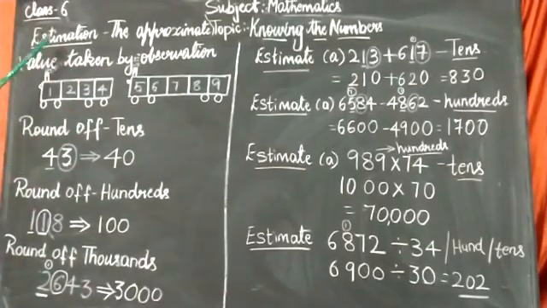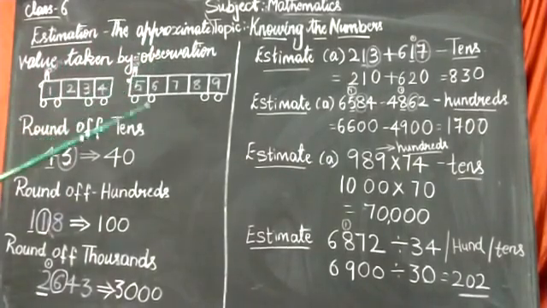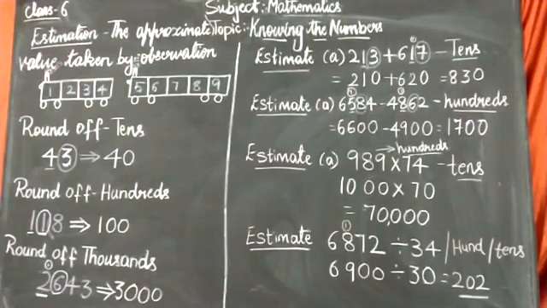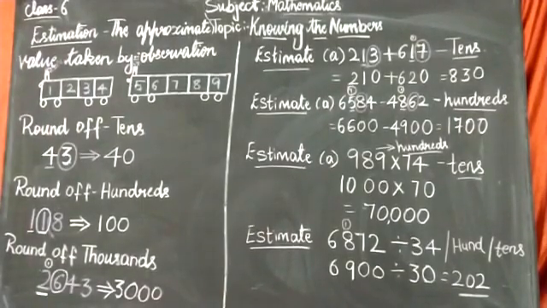So what do you mean by estimation? The approximate value taken by observation. You have gone there to the new hall, you have observed the class and you have given me the approximate value of the students seated there.